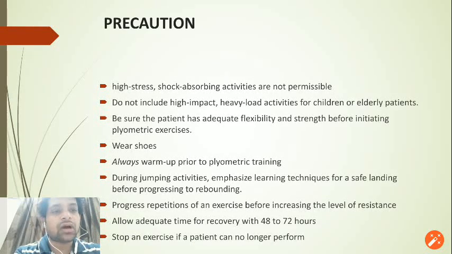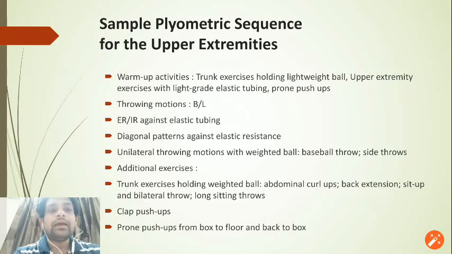Progress repetition of an exercise before increasing the level of resistance. Allow adequate time for recovery, 48 to 72 hours. Stop an exercise if the patient can no longer perform it. And now the sample plyometric sequence for the upper extremity.